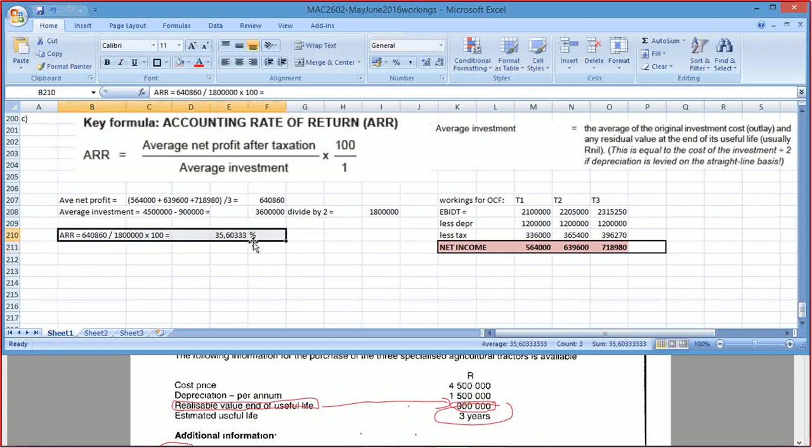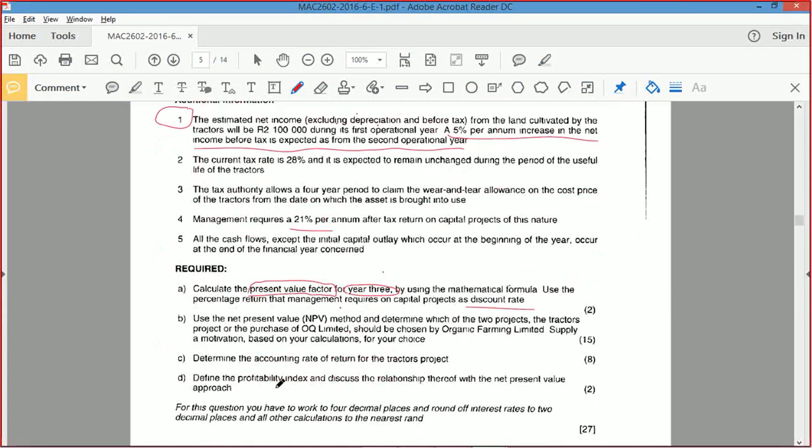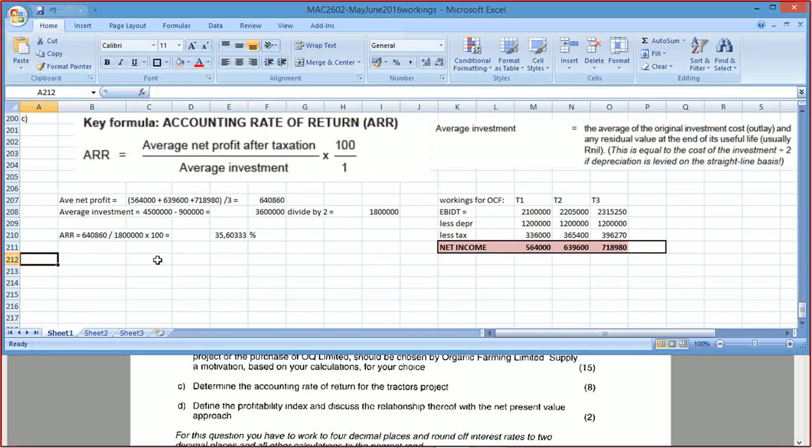Okay, so the average rate of return is 35.6%. Yes, sir. Okay, using that formula. Okay, D. Define the profitability index and discuss the relationship thereof with the net present value approach. Okay, so this is theory.